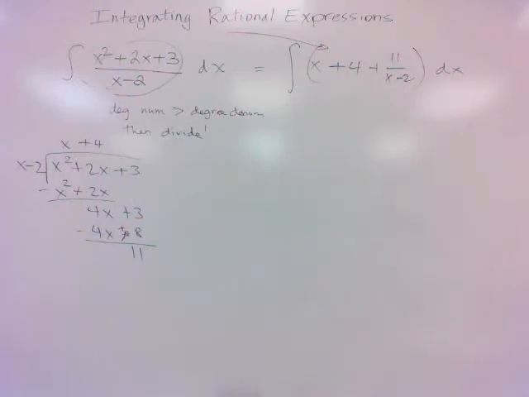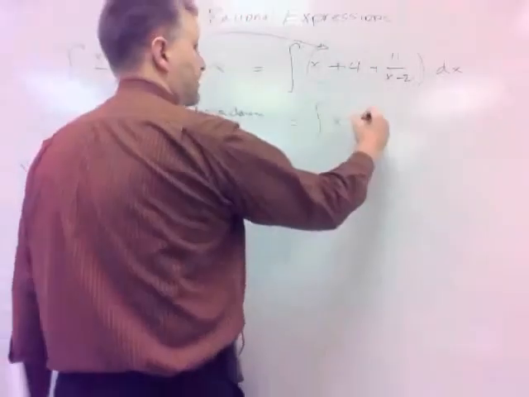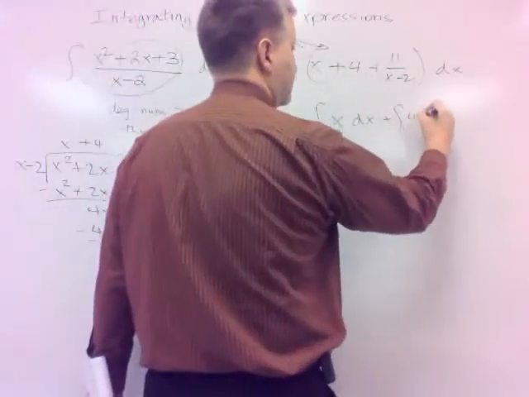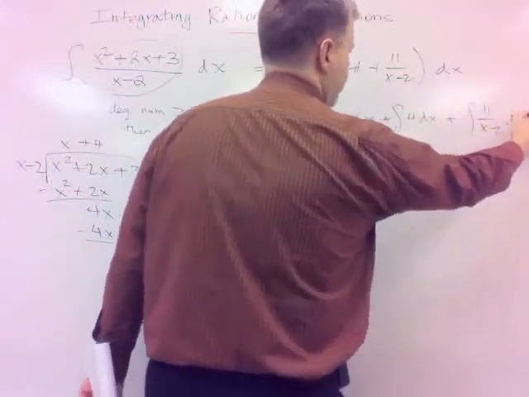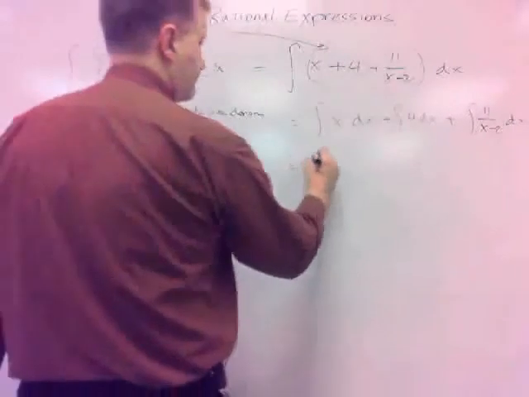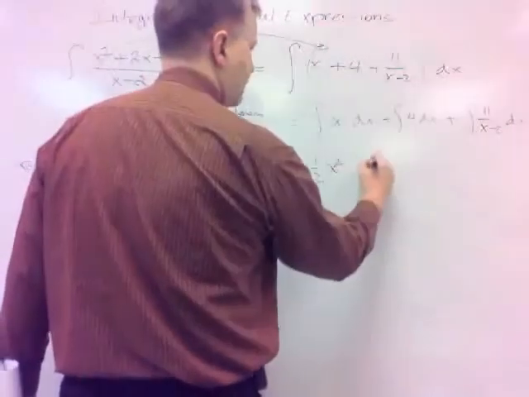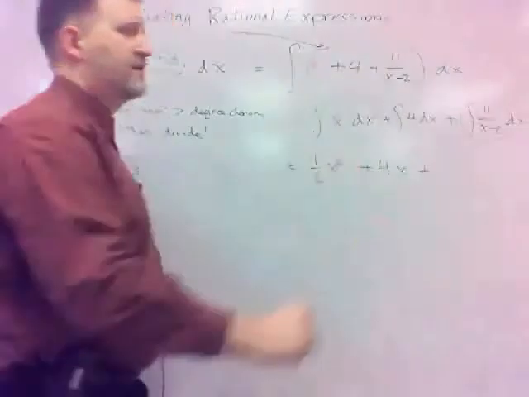Well, why would I do that? Well, again, that sets up 3 terms. Integrate all those 3 terms separately: the integral of x dx plus the integral of 4 dx. Don't necessarily have to write this, but that's what we're doing. Okay? That was just 1/2 x squared. That's 4x. Now this one, what about the last one?